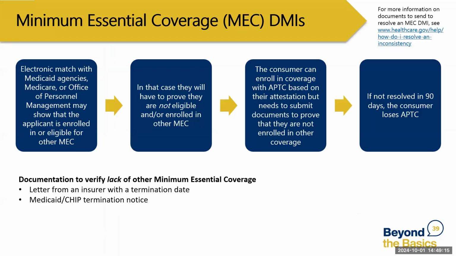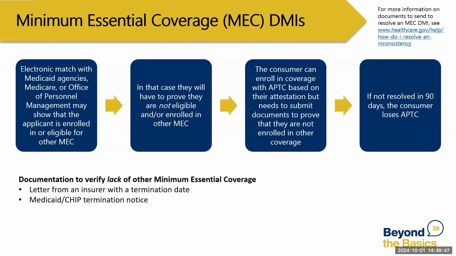So there's another kind of DMI, which is less common, but it's when there's an electronic match with the state Medicaid agency, with Medicare, or with the Office of Personnel Management for federal government employees. And it shows that someone who's applying for marketplace coverage is enrolled in or eligible for another form of minimum essential coverage. And if a person gets this kind of DMI, they can enroll in coverage with an APTC based on their attestation, but they will need to submit documents to prove that they're not eligible for or enrolled in any of these other forms of coverage.